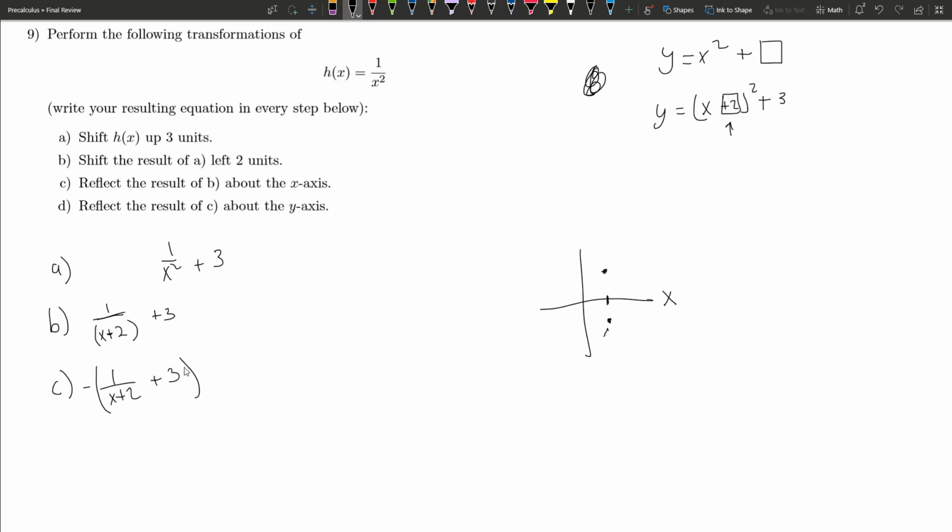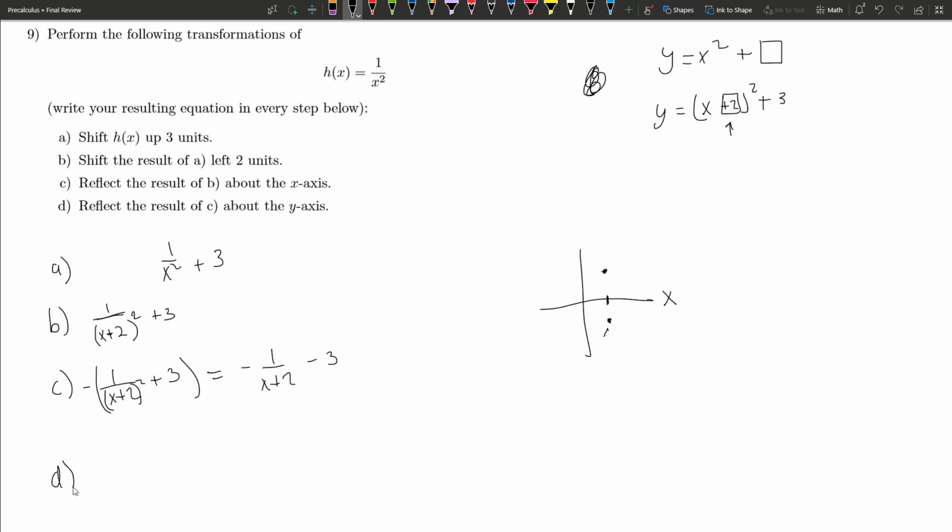And if you really wanted to, you could distribute that negative symbol inside of it. So you get negative 1 over x plus 2. Whoops, did I forget the square? Oh my goodness, I forgot the square. x plus 2 squared, minus 3. Don't forget I'm distributing that minus. But this should be good enough for the case that we're looking at right here.